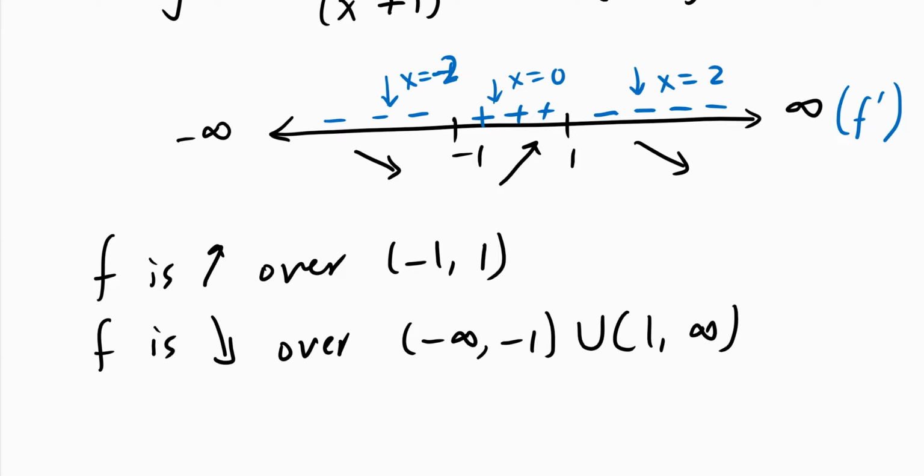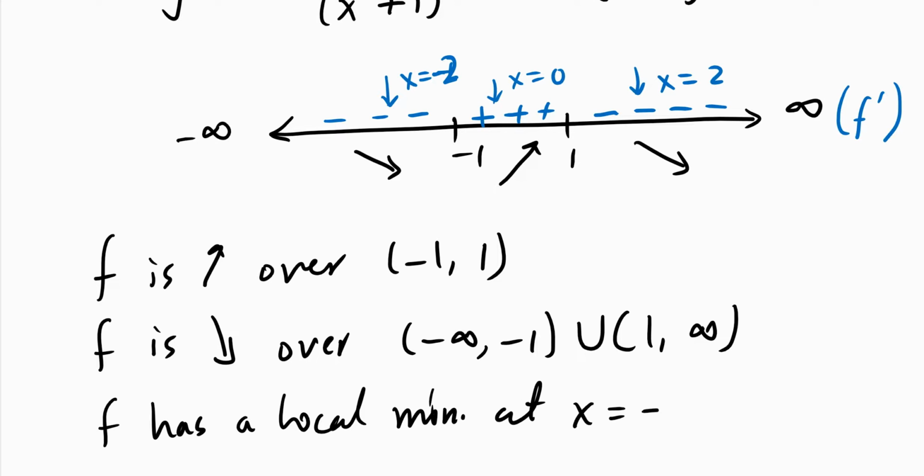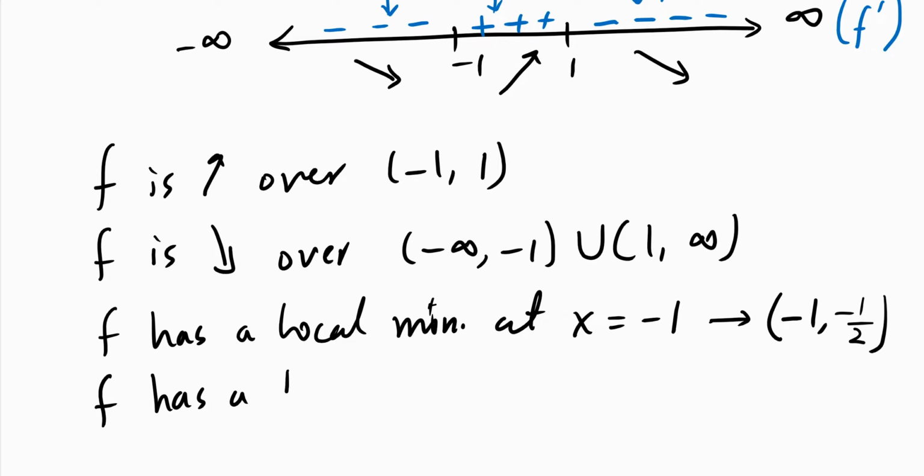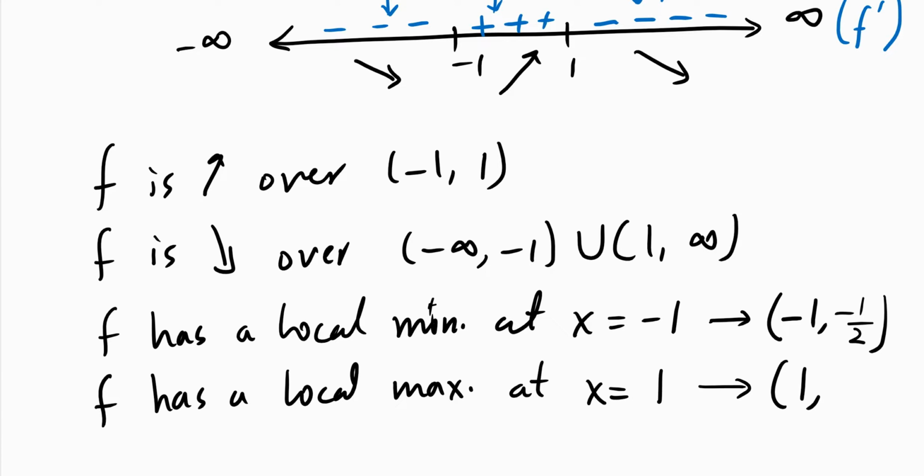Another thing we can get out of this: f has a local min at x equals negative 1. If you'd like to find the exact point, you can substitute this into the original function to find the corresponding y value, which I already did, and I got negative 1/2. f has a local maximum at x equals 1, so I'm putting everything we learned into this. Again, if you substitute this back into the original function, you're going to get 1/2.